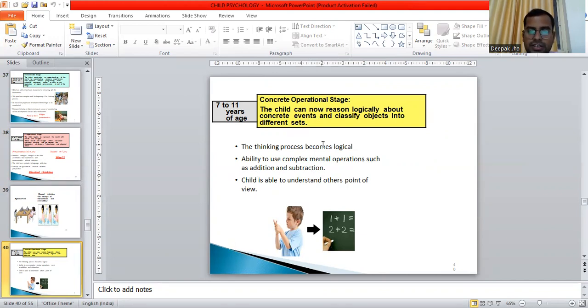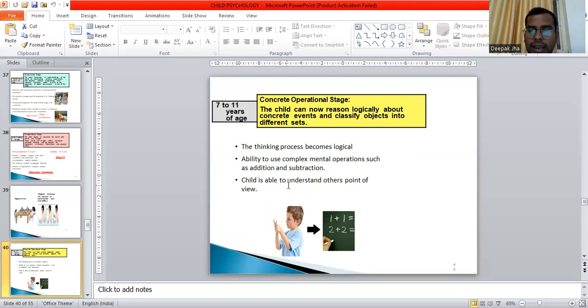So before this stage, according to Jean Piaget, if you tell a child what is 2 plus 2, he will say 4. And if you say to him 4 minus 2, he will not be able to reverse those operations because there was a lack of reversibility according to Piaget. Okay, and in this stage he is able to do that. He is able to do complex mathematical operations such as subtraction, addition, reversing the data. His thinking has started becoming logical. He knows that 2 plus 2 is 4, so 4 minus 2 should be 2.